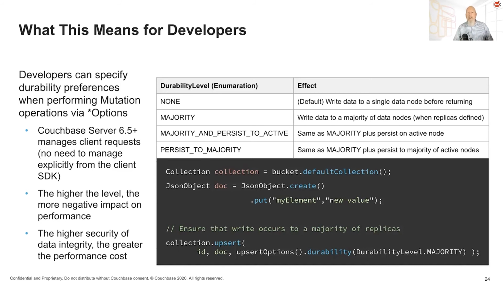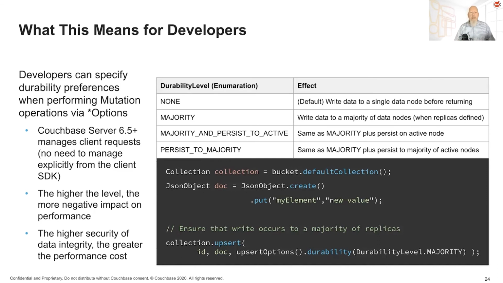So the example that I'm showing here is that when I perform my upsert, part of my upsert options allows me to change my durability to something called majority. What does that mean? It means we're going to persist to a majority of data nodes. When we have replicas defined, that means we'll try to persist to a majority, and that'll guarantee that if we have a failure, we have somebody to fail over to when that data is needed again. We'll have somebody else that's holding that data.